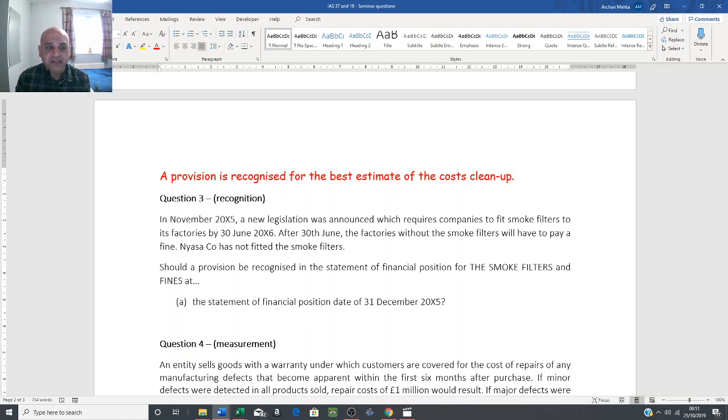Again 5 minutes. See how it is different from the previous example. If there are differences, talk about those differences. Identify whether there is a provision or not. Identify whether there is a present obligation or not, and that will help you determine whether there should be a provision or not.